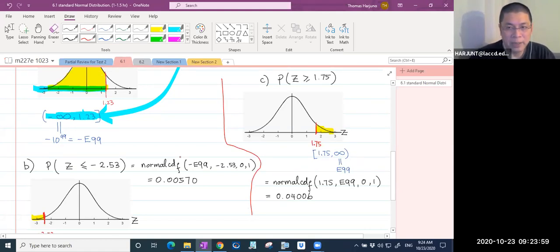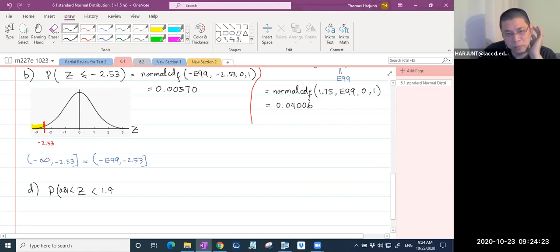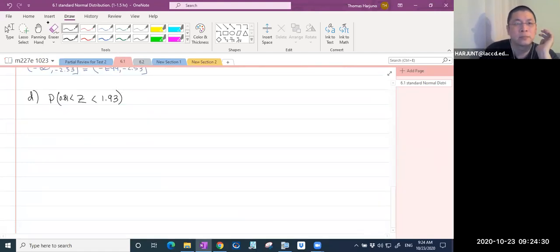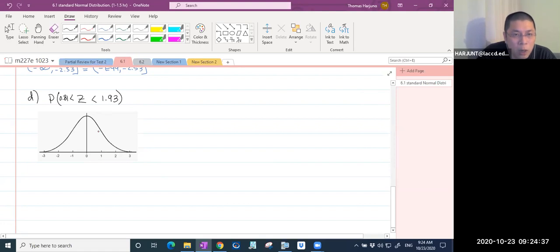So again, we replace infinity by E99, negative infinity by negative E99. More. How about the probability that Z is between, let's say, 0.81 to, let's say, 1.93? 0.81, slightly less than 1, just to illustrate. This is 0.81 up to 1.93.